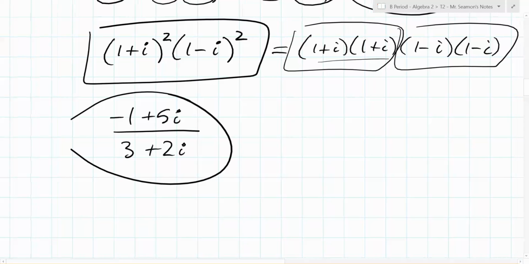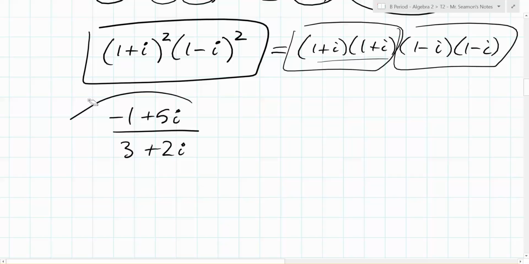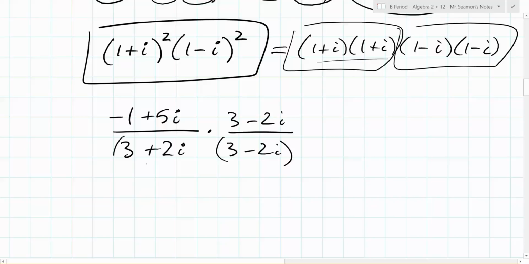So on this one, what do you multiply by? Someone raise their hand. What do you get? 3 minus 2i, and over 3 minus 2i. Exactly. And then you do the parentheses so that you can keep track of everything.